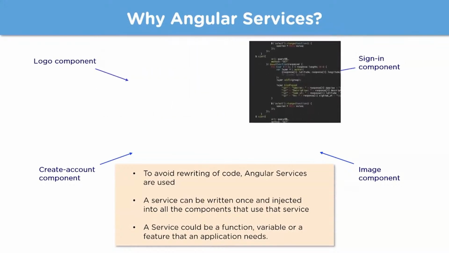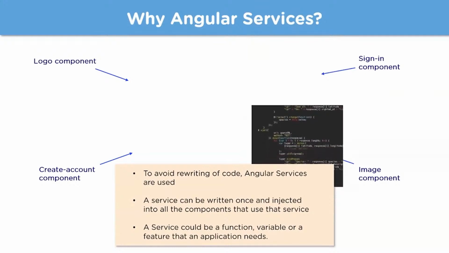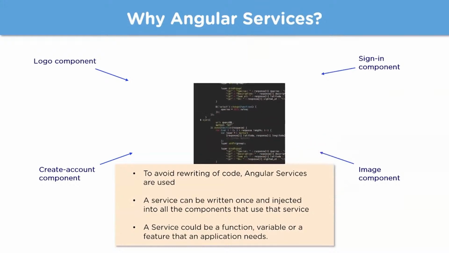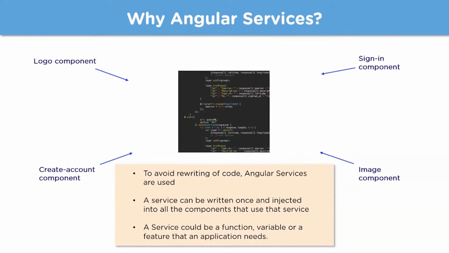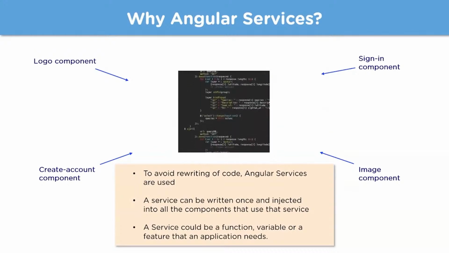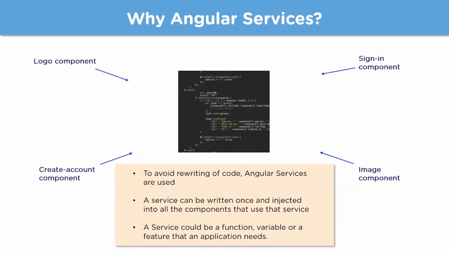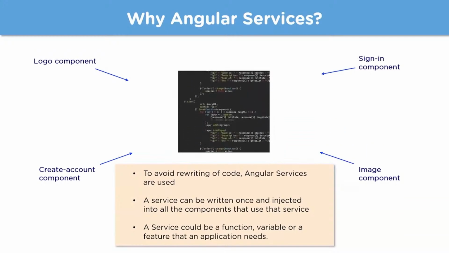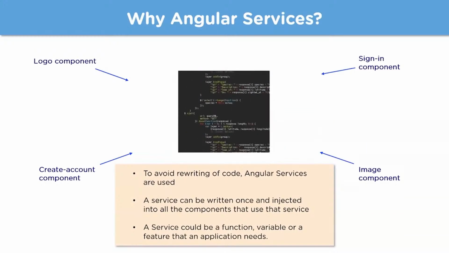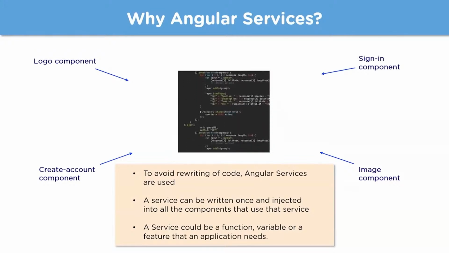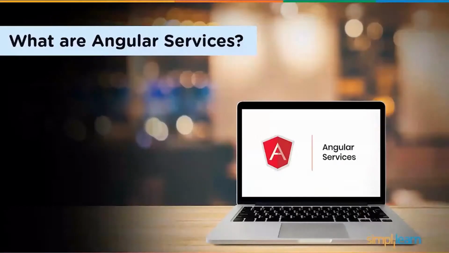Now the service can be written once and then injected into all of these components. Now a service could be a function, it could be a variable or a feature that an application needs. So the main use of a service is to write code once and avoid rewriting of it. Now the same code can be injected into several components that make use of this particular service. But what are Angular services?